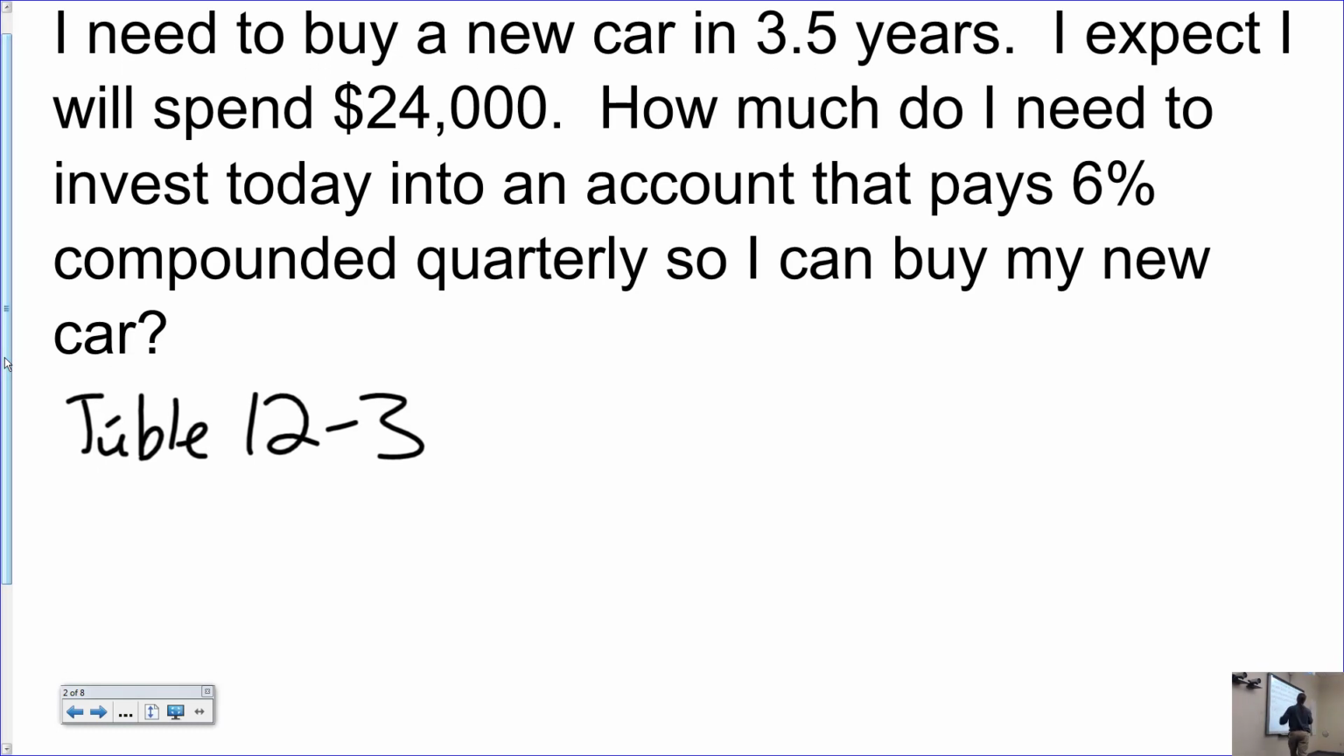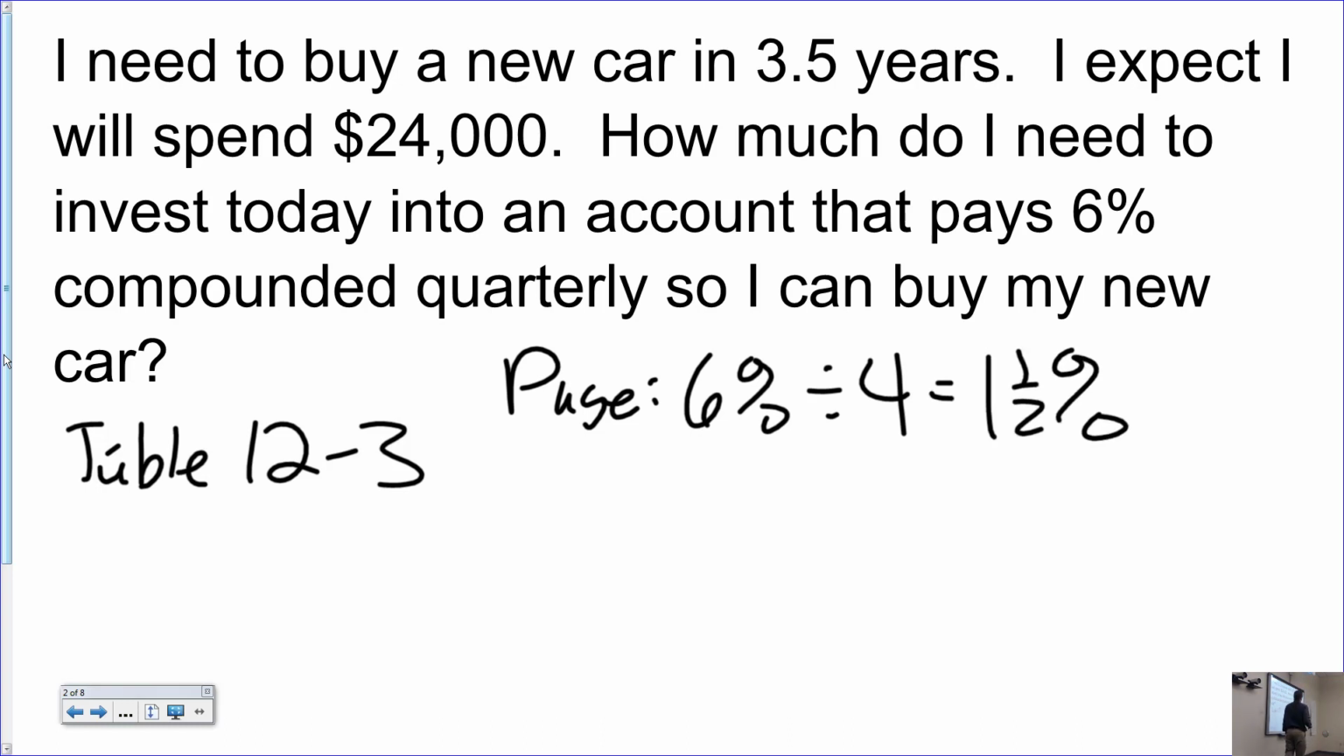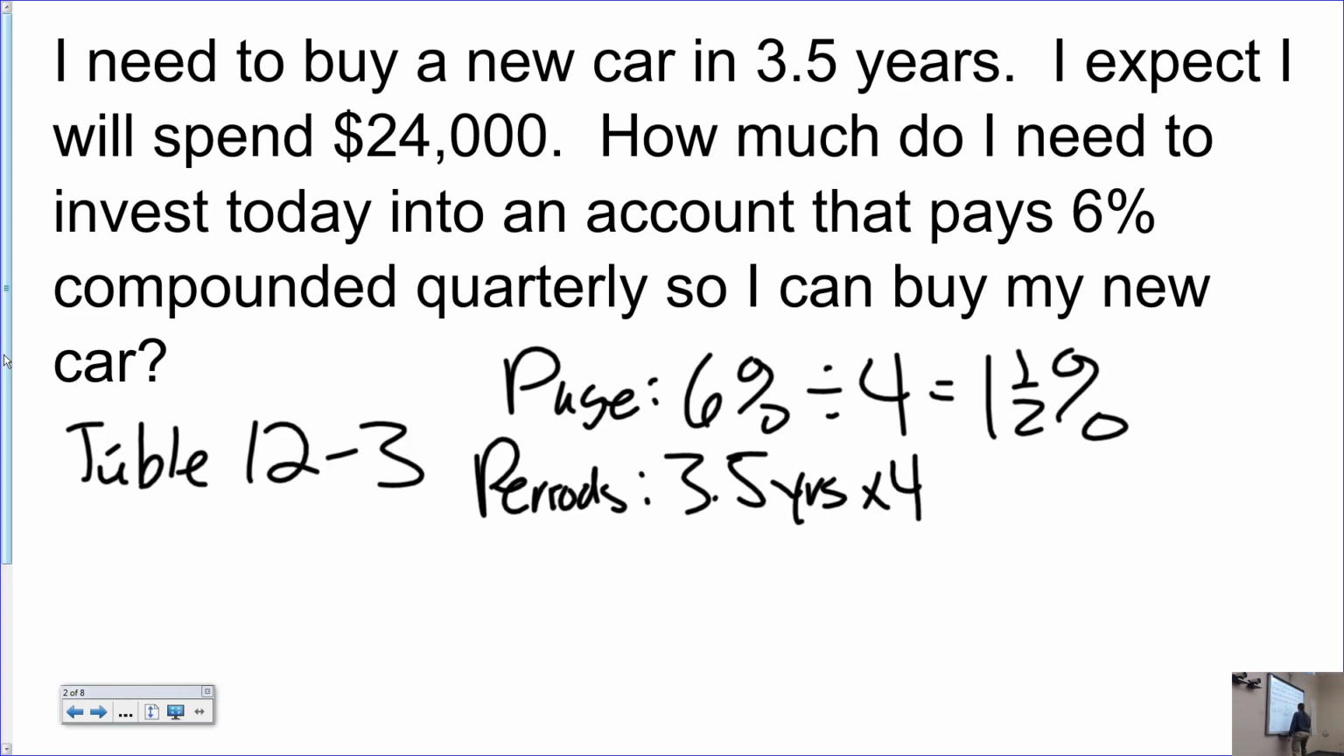So, what page am I going to go to? Now, we're going to use 6%. It's quarterly, so we divide by 4. 6 divided by 4 is 1.5. How many periods am I going to earn interest in this investment? Why 14? 3.5 years, 4 periods per year. 14 periods.